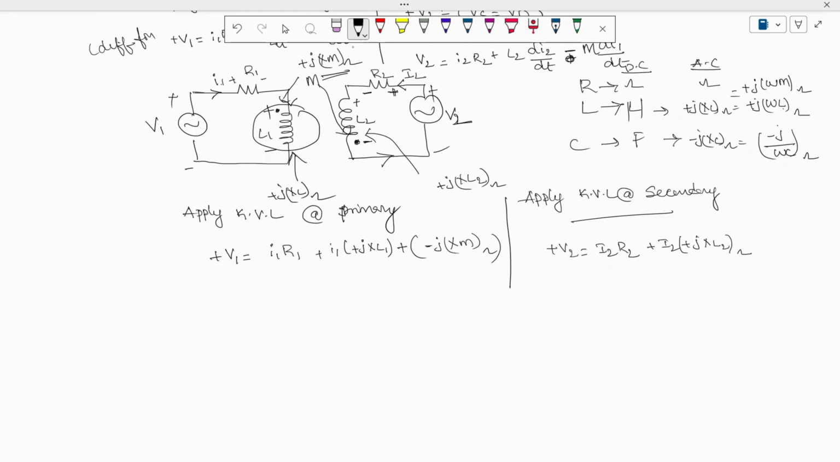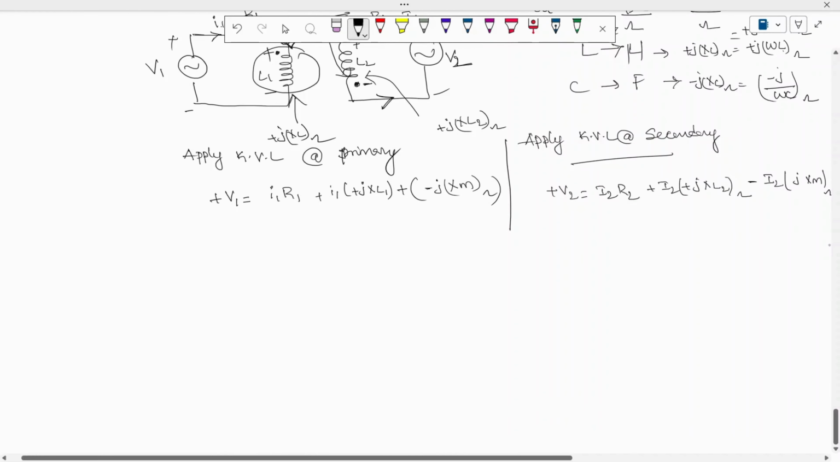And here you can see current is entering the dot and current is leaving the dot, so automatically you will get minus, which is minus I2 into the mutual inductance, jXM ohms. So now let's expand it and write it down in a systematic format.